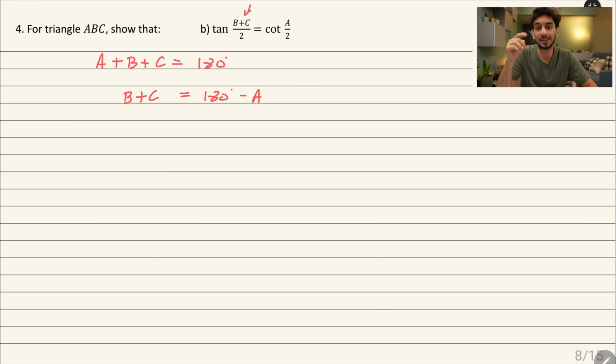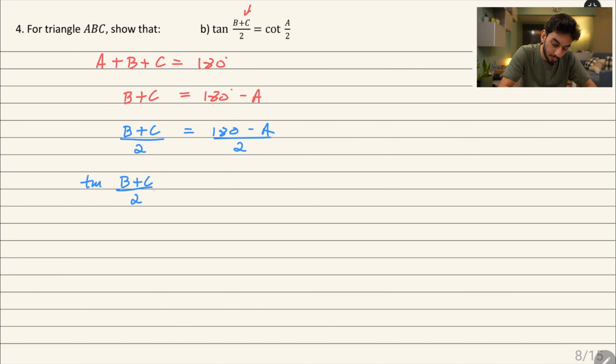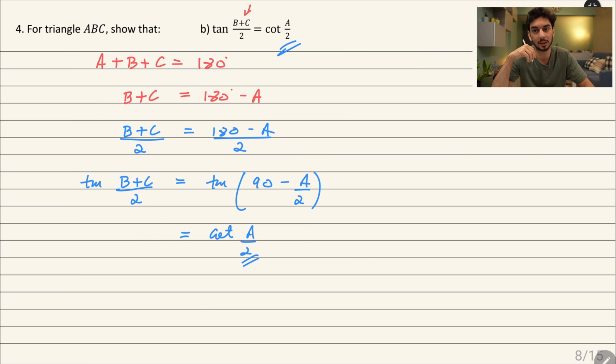Now, I don't need B plus C, I need (B plus C) divided by 2. So I just divide both sides by 2. So it becomes (B plus C) upon 2 is equal to (180 minus A) divided by 2. Now, I need tan of (B plus C) upon 2, so I take tan on both the sides. So this becomes tan of (B plus C) upon 2 is equal to tan of, can I just write this thing as 180 upon 2, which is 90 minus A upon 2. Now, we know tan(90 minus theta) is cot theta. So, tan(90 minus A by 2) is cot A by 2. So, the answer is cot A by 2, and that is exactly what is asked in the question.